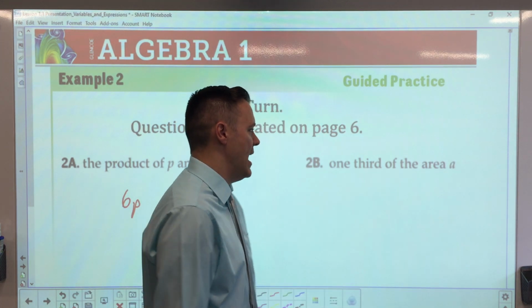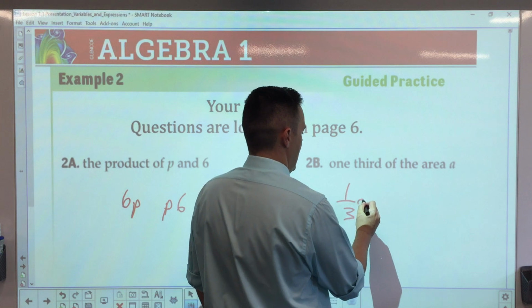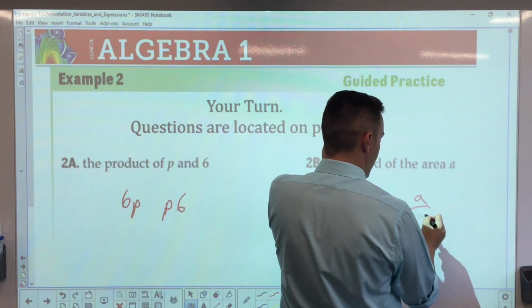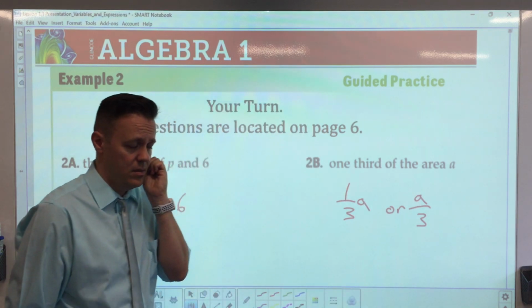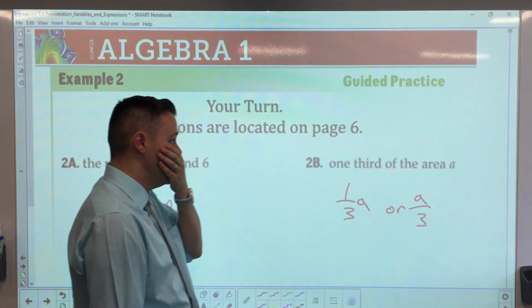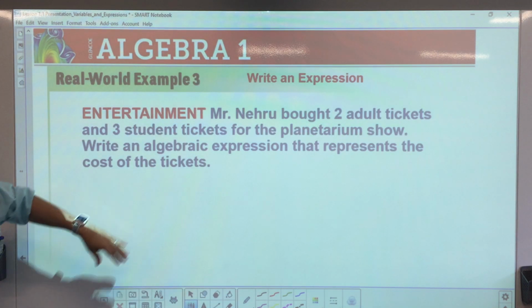1/3 of the area A. 1/3 of the area what? A. Okay, or you can write it A over 3. That's the same thing. All right, 1/3 the area of A, or A over 3. Hopefully you guys got that. If you didn't, let me know. All right, write an expression.